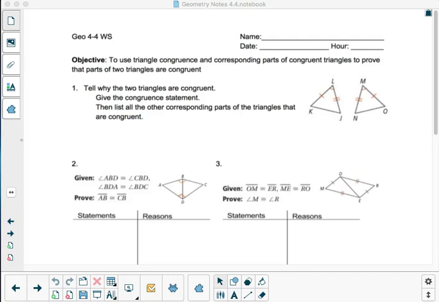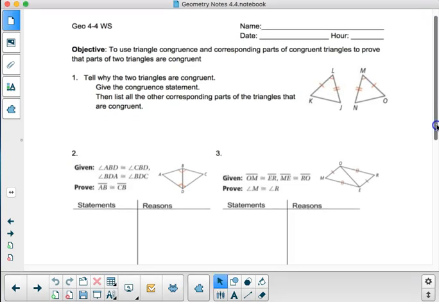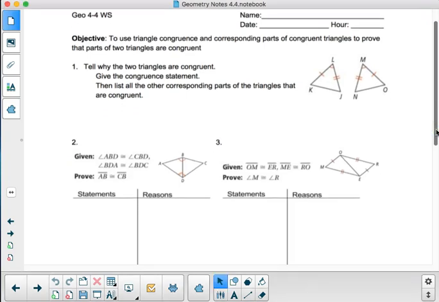Okay, so we're looking at the answers for 4-4 today. And on our 4-4 answers, we're just going to be making sure you guys got this understood. Okay, for number 1, tell why the two triangles are congruent. Give the congruence statements, then list all the other corresponding parts of the triangles that are congruent. Okay, now these two triangles are going to be congruent because of side angle side.